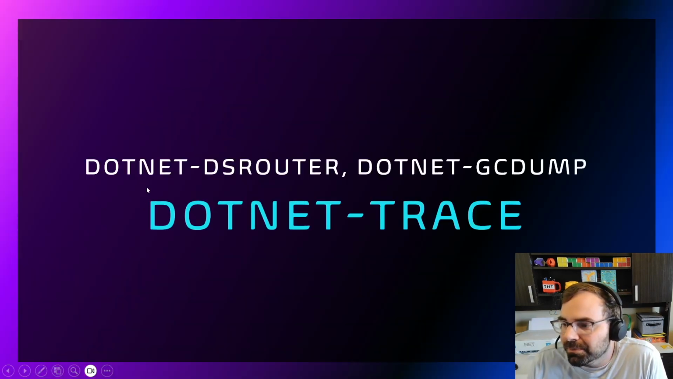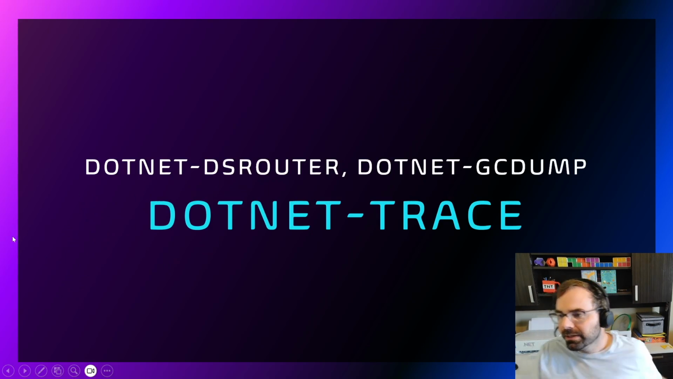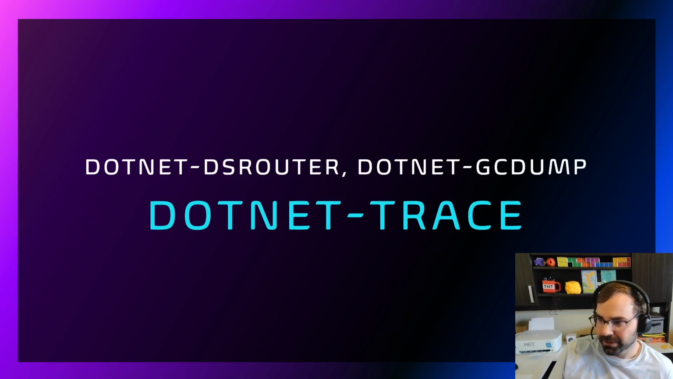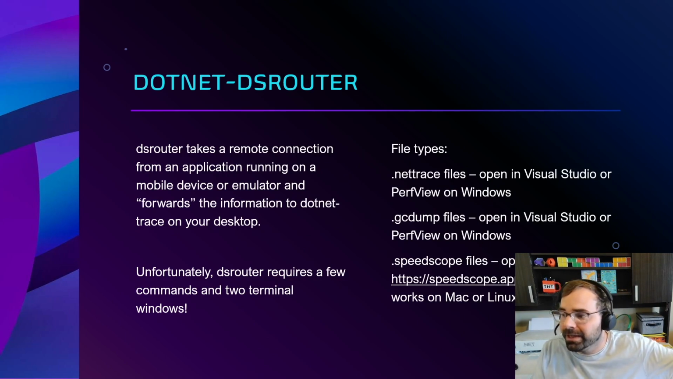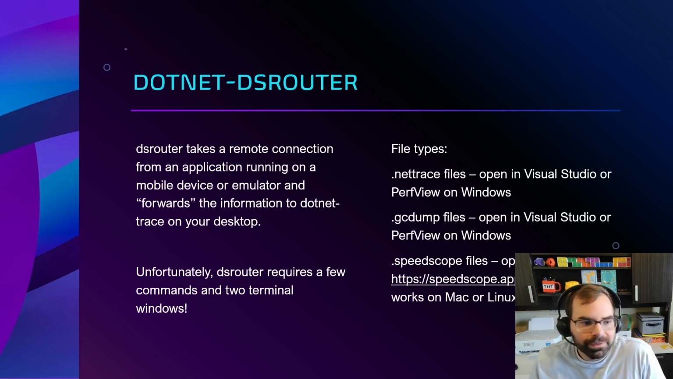So let's talk about how you set up on mobile. There's 3 tools: gcdump and dotnet-trace, which we've already talked about, and then this third tool is dsrouter. In general, what it does is it will talk to a remote process on a mobile device or emulator or whatever, and it will forward the profiling or tracing information from that device to dotnet-trace running on your desktop. And generally, it takes a couple terminals to set all this up, and I'll show how to do that.